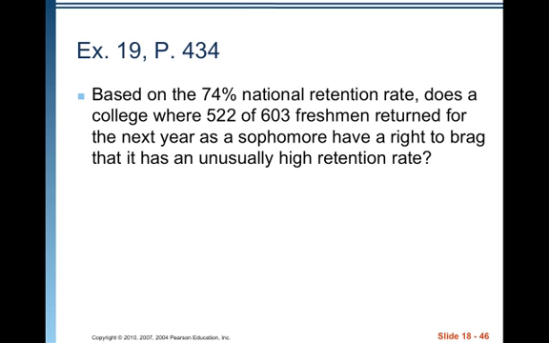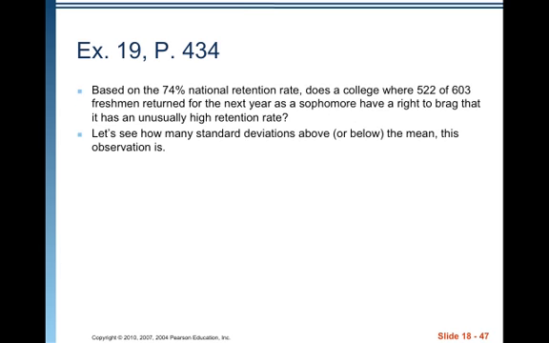All right, so let's move on to exercise 19. Based on the 74% national retention rate, does a college where 522 of 603 freshmen returned for the next year as a sophomore have the right to brag that it is an unusually high retention rate? Okay, so for this, we've got to consider the distribution where n is 603. Previously, we considered where n is equal to 400, but we need to consider the sampling distribution where the sample size is 603, because that's how many freshmen are involved in this particular scenario.